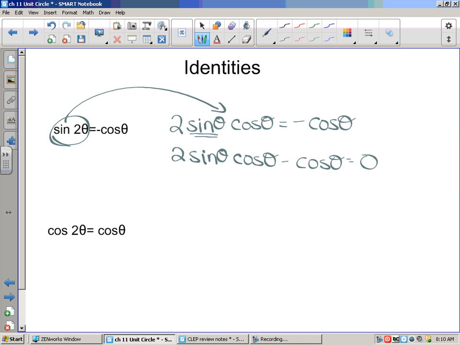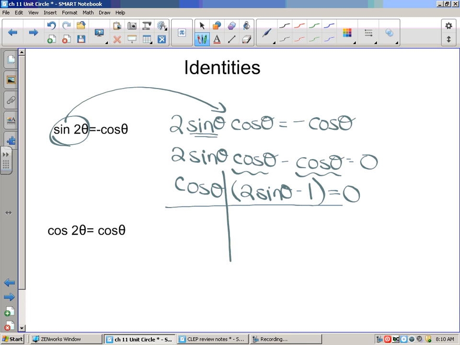What do you notice? Do you notice the fact that we have cosine in both of these? What if that was an x? If there was an x in both of those, we would immediately think, hey, I could factor that out. So let's just try that. Let's see what happens. If I factor that out, I'm left with 2 sine theta minus 1, and we still got equals 0. Can I solve that?